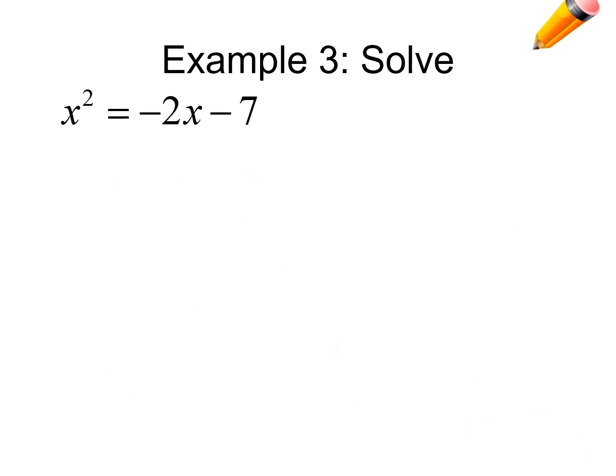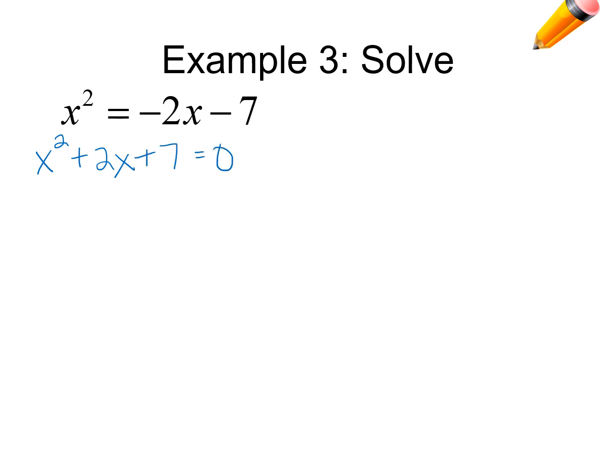All right, example 3. Again, we'd want to get it into standard form first. I can only use my techniques with standard form. So the first thing I'm going to want to do here is to move everything to the left-hand side. So it's going to be x squared plus 2x plus 7 equals 0.